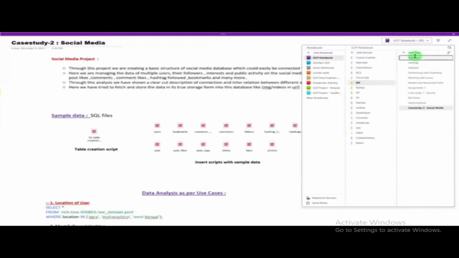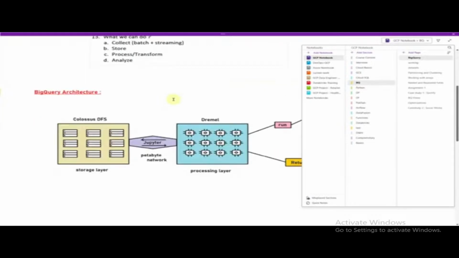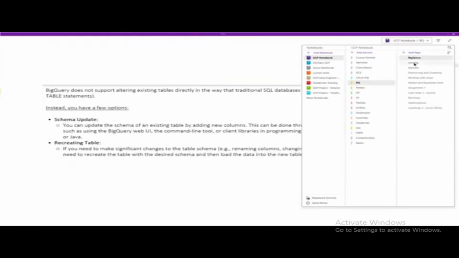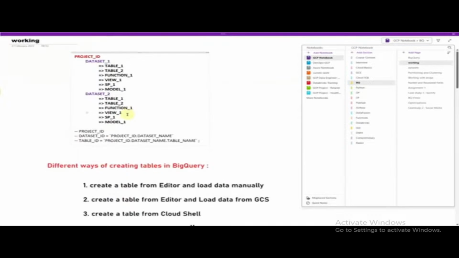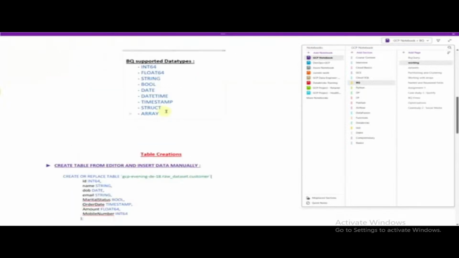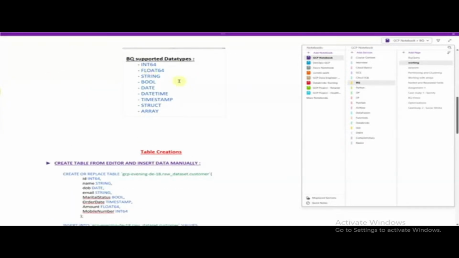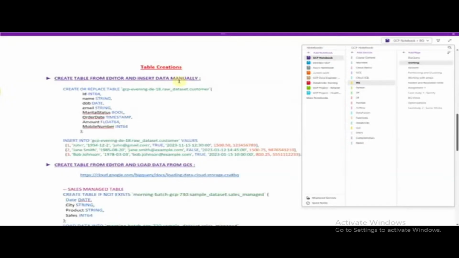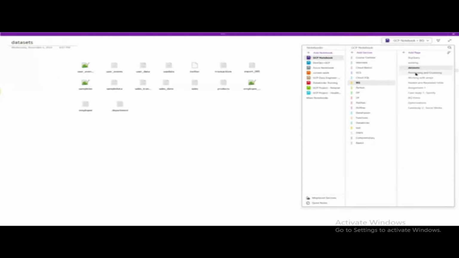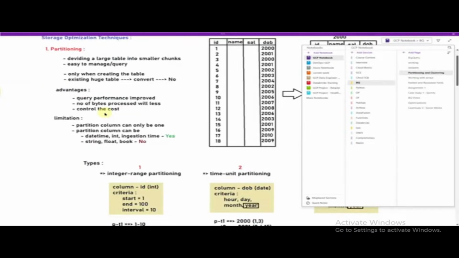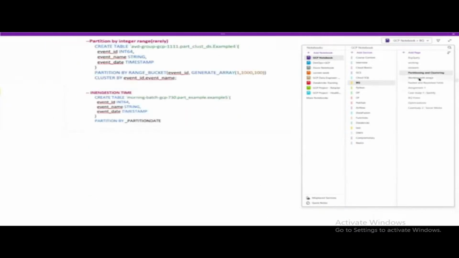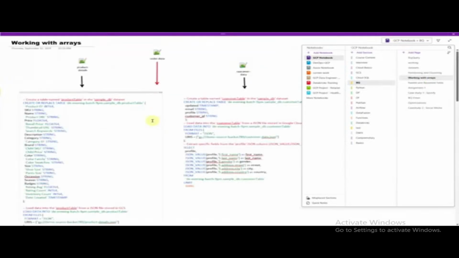And BigQuery. What is BigQuery? BigQuery's architecture, BigQuery limitations. Working with BigQuery, BigQuery's hierarchy, different ways of creating tables in BigQuery, BigQuery supported data types, table creation. A dataset for practice purposes. What is BigQuery partitioning and clustering, and the different types of partitioning and clustering. Working with one of the complex topics in BigQuery, that is working with array kind of data.